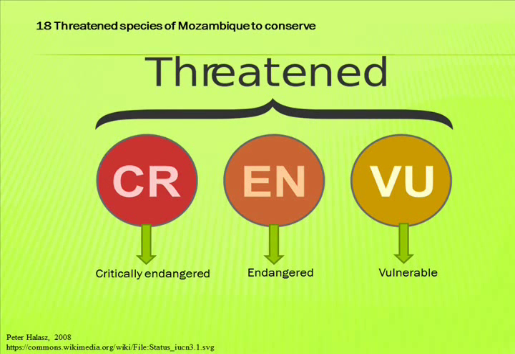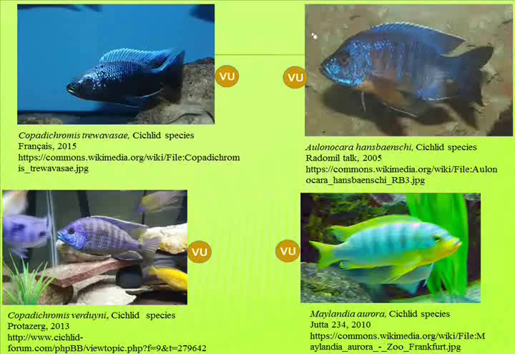For my conservation plan of Mozambique, I've chosen 18 threatened species classified under the IUCN Species Red list. These are some of the fish species under my conservation plan. As you can see, all of these 4 fish species are cichlids.